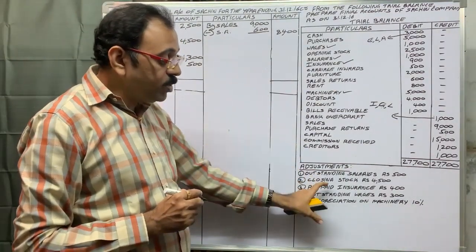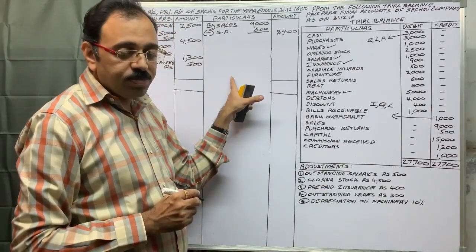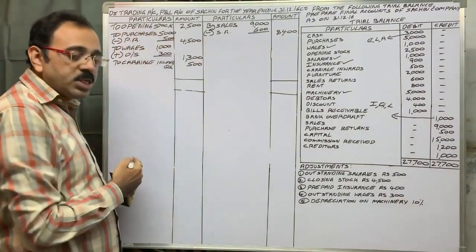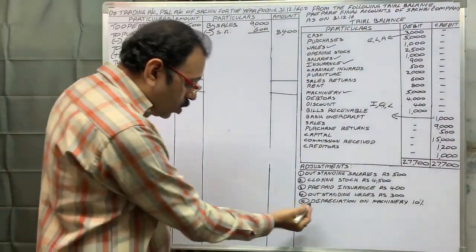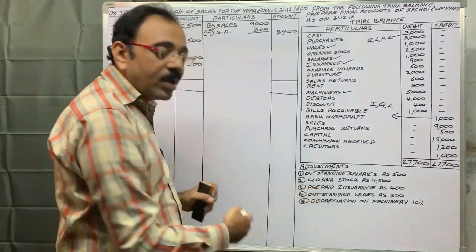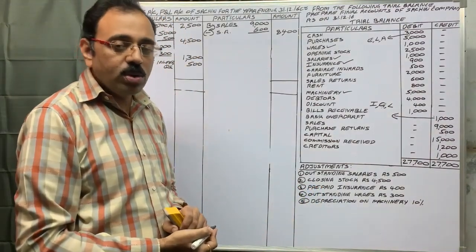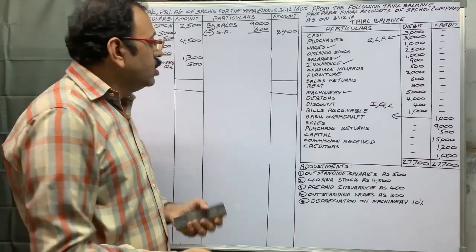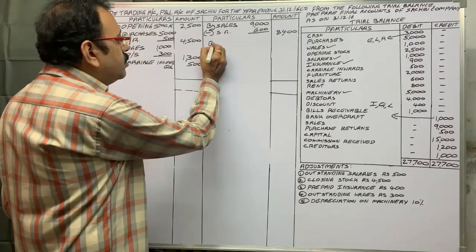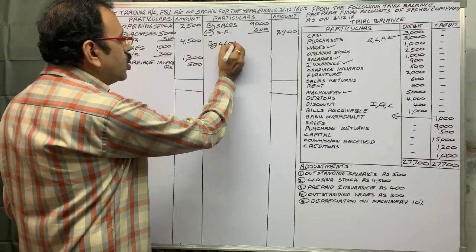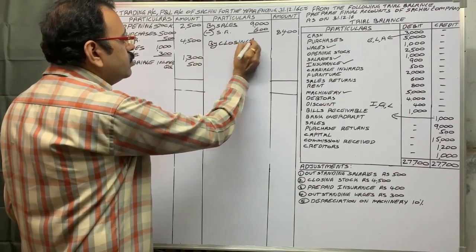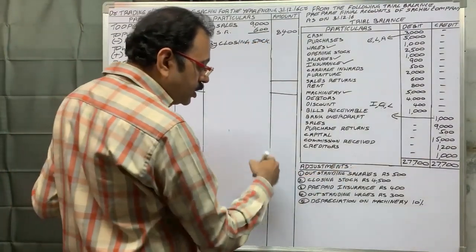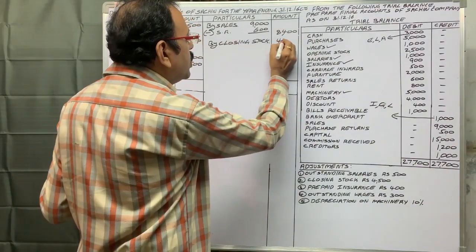Now from adjustment also we should take one amount. What is that? Opening stock we have taken in debit side, no? Similarly, closing stock we should write in credit side of trading account. Closing stock means what? Current year unsold stock. Credit side by closing stock. Amount is 4,500 rupees.